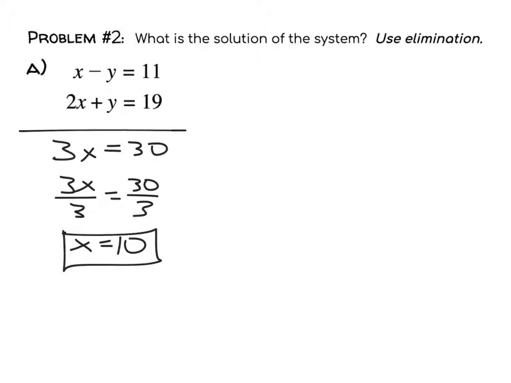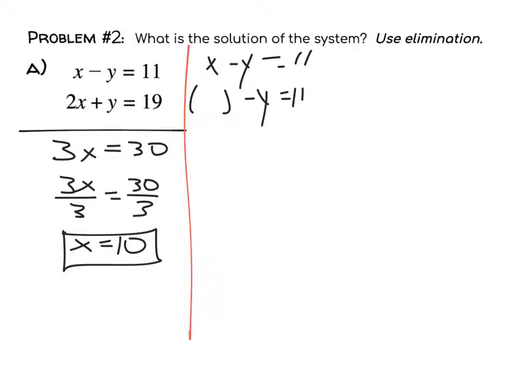We've already got one of the variables. So now what we need to do is substitute that in to find out what the other variable is. I'm going to take the simpler equation, x minus y equals 11, and in parentheses put 10 in place of x because we think it's 10. And we get 10 minus y equals 11.